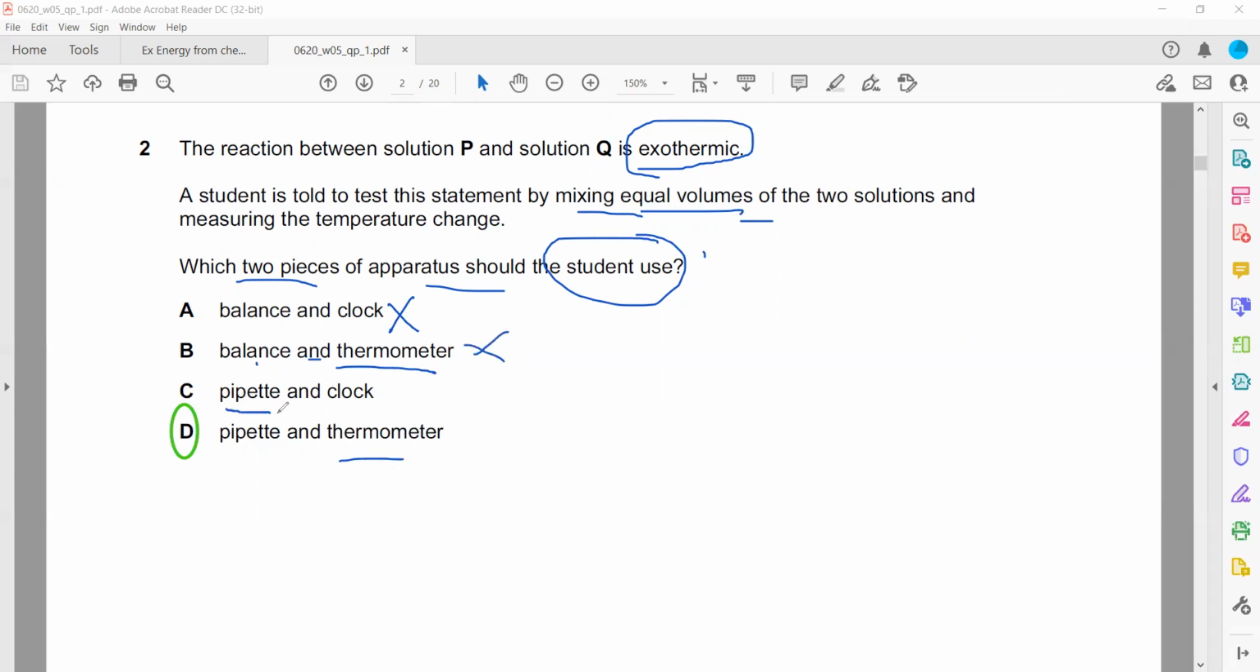Again, for volume we can use a pipette, but we don't have to measure the time. So the two apparatus which we need are a pipette and a thermometer. Using a pipette will measure the volume, and using a thermometer will measure the temperature. Is it clear? Question 2.